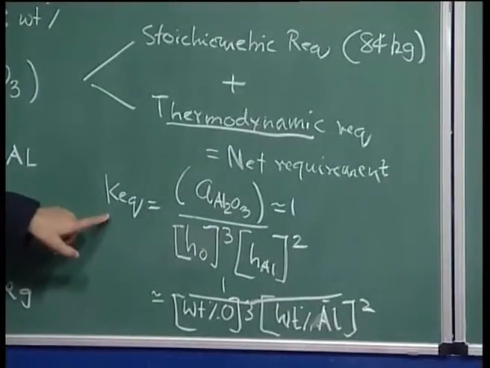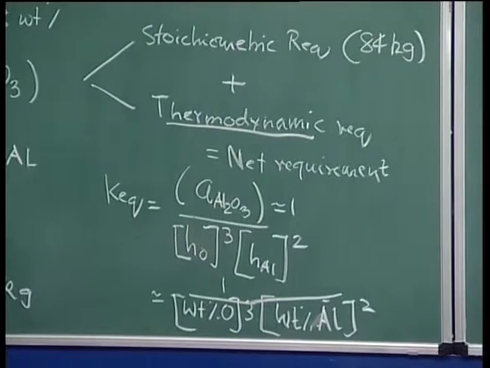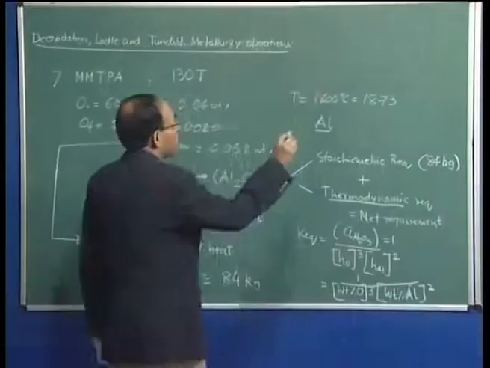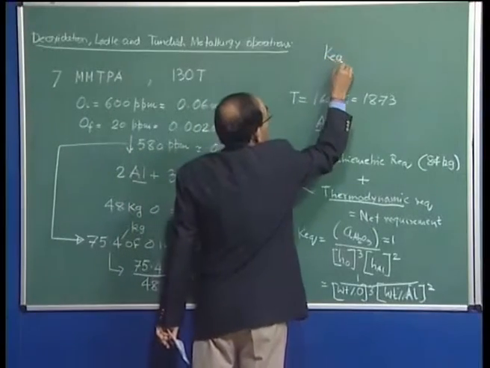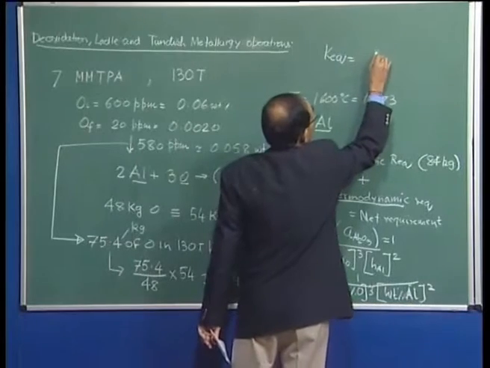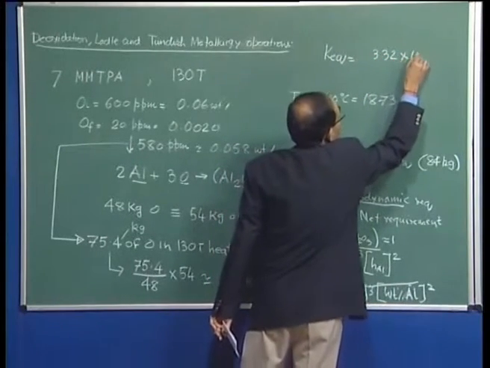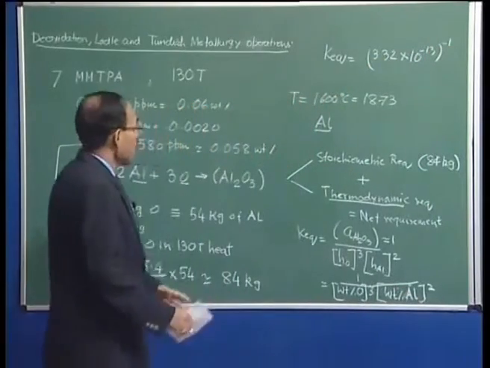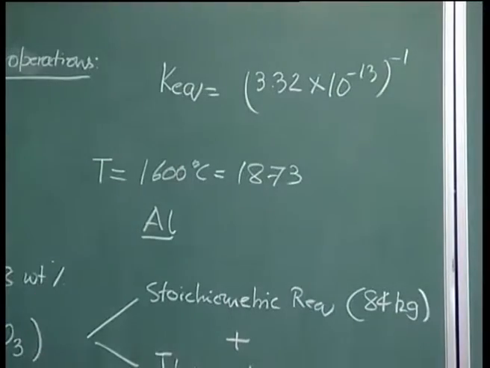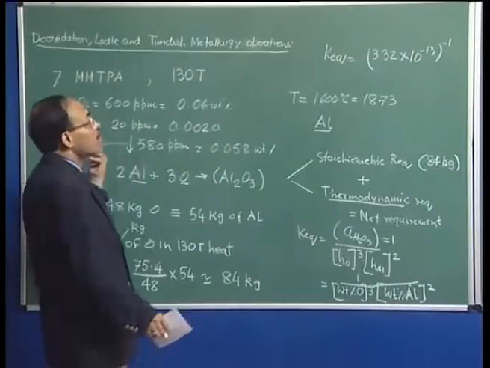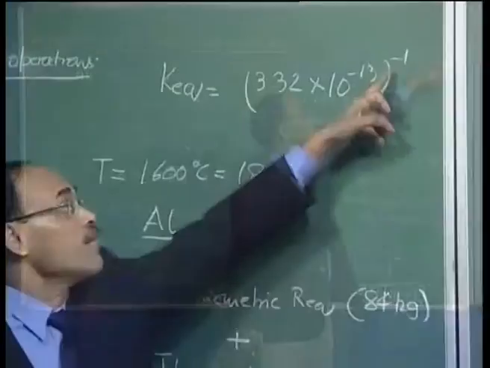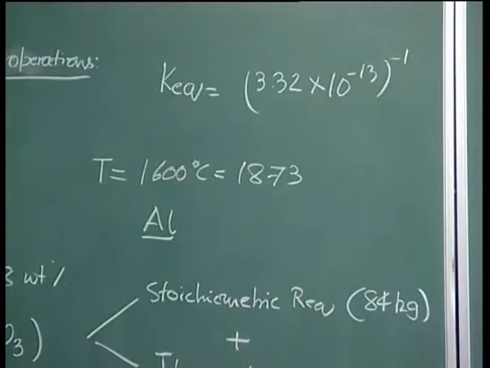Now, this K equilibrium, which is directly related to exponential of minus delta G naught divided by RT, can be known from thermodynamic data, and the value that I have obtained is K equilibrium approximately 3.32 into 10 raised to the power minus 13, and its inverse. So, I am writing the K equilibrium for the forward reaction. If I have to write for the backward reaction, the value of K equilibrium is simply the reverse. The inverse sign will vanish, and then we will get the value of K equilibrium for the backward reaction.